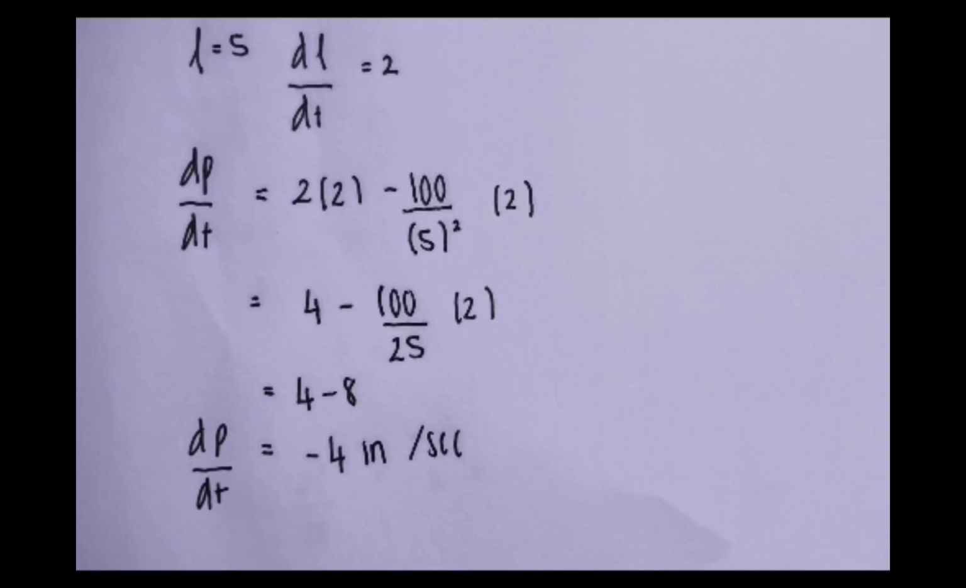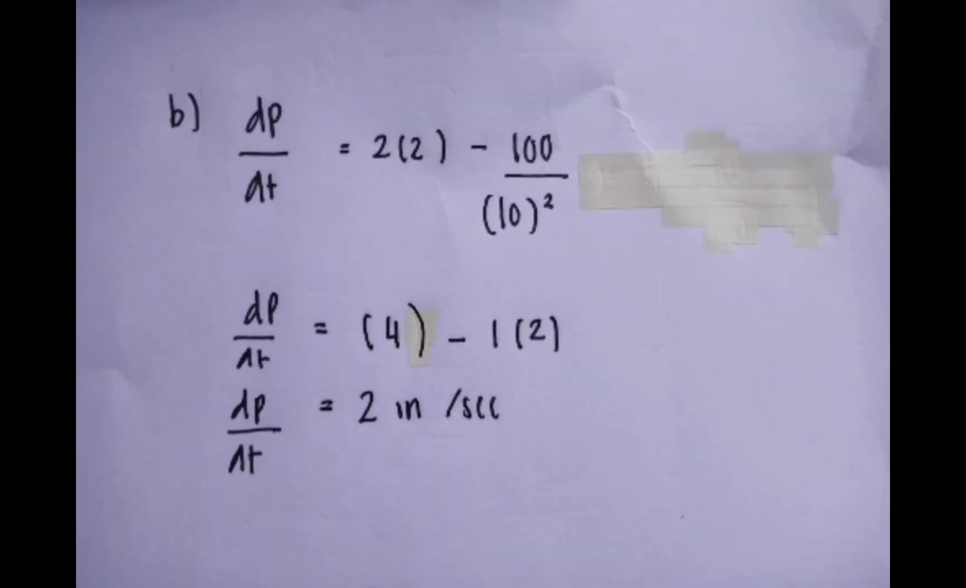Next, we will proceed to question B. They were asking what is the rate of change of the perimeter when the length of an increasing side is 10. So basically we use the same equation from part A, which is dP/dt equals 2 dL/dt minus 100 over L squared dL/dt. So we just substitute L equals 10 and dL/dt equals 2, which is given, into the equation, and then we get the answer equals 2.